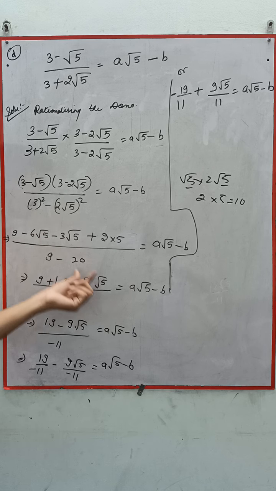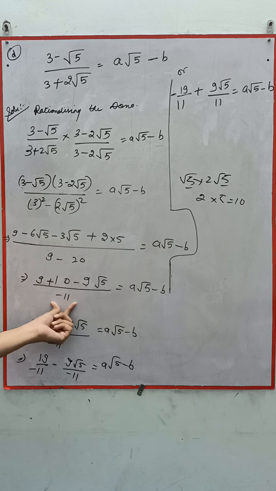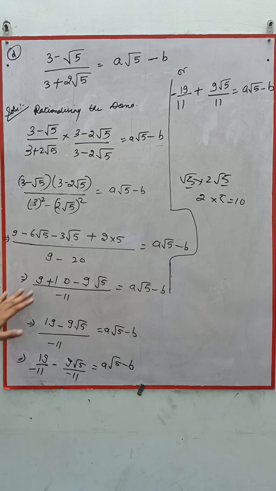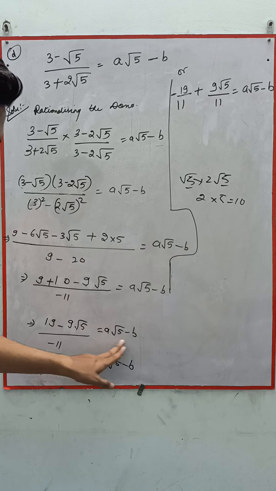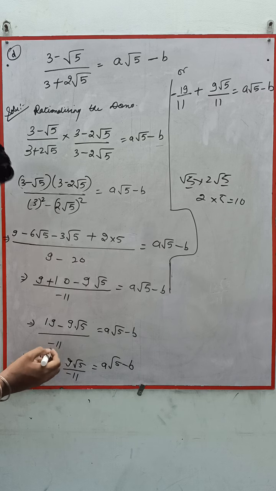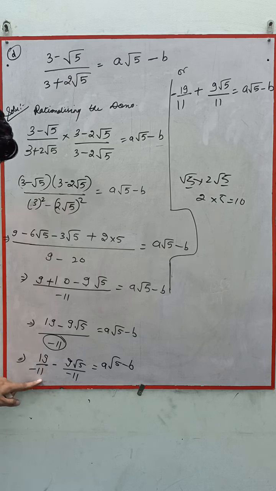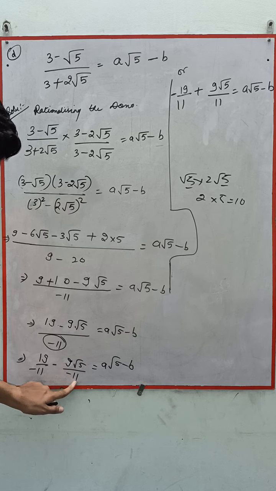Minus 6 root 5 minus 3 root 5 will give you minus 9 root 5, whole upon 9 minus 20, which is minus 11. And here it will be as it is: 9 plus 10 will give you 19 minus 9 root 5 upon minus 11 equal to this. Now we need to separate this minus 11 from this 19 and 9 root 5. So let's separate: 19 upon minus 11, and this minus sign, 9 root 5 upon minus 11.